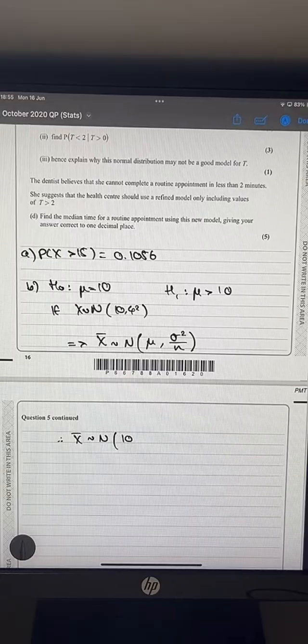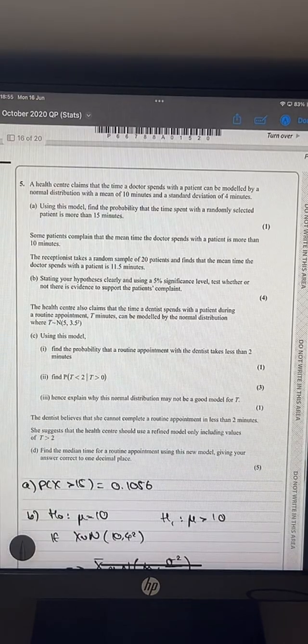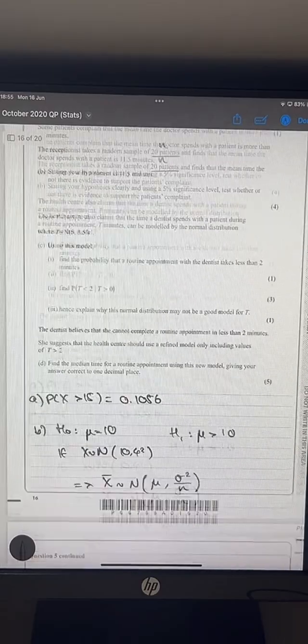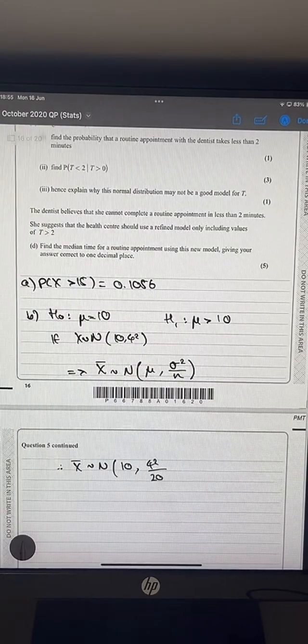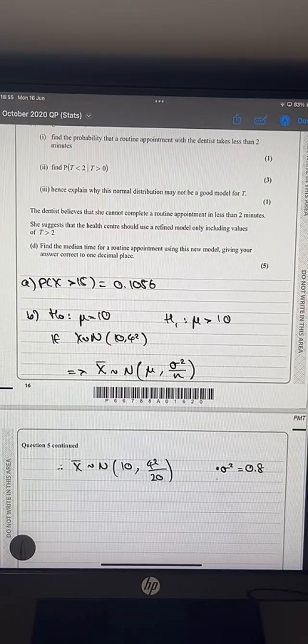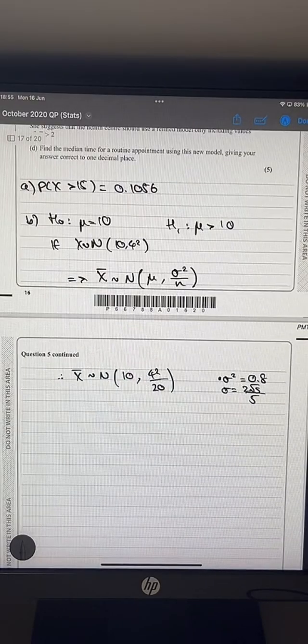The mean is still 10 because we're assuming that H0 is true. And then we have sigma squared, which is 4 squared. What is my n value? That's my sample size, 20 patients, so this would be divided by 20. And then on the side, I just like to put that sigma squared is equal to 0.8, which is 16 out of 20, so sigma is equal to 2 root 5 over 5. Just so I know what to put in my calculator, I write that on the side.